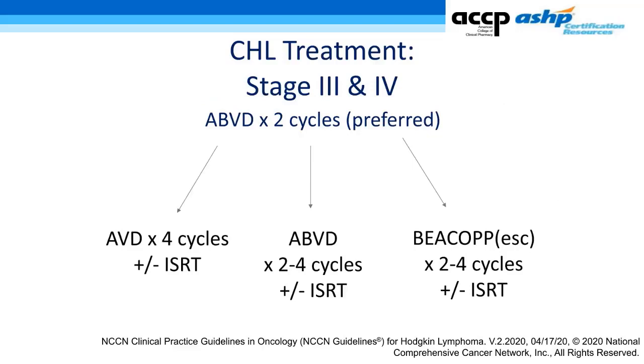Finally, for stage 3 and 4, you would lead off with ABVD for 2 cycles and scan them after the second cycle. If you were able to de-escalate therapy, you could drop the bleomycin and do AVD for 4 cycles with or without radiation. You could continue ABVD for 2 to 4 more cycles with or without radiation. And if you needed to escalate therapy, you would move to BCOP for 2 to 4 cycles with or without radiation. So I just want to remind you that this is detailed much more deeply in your handout.